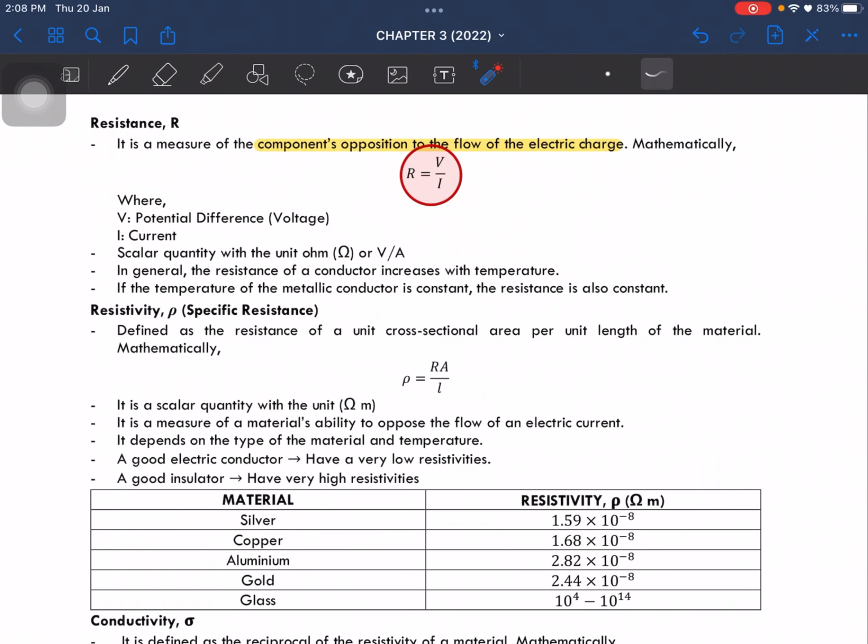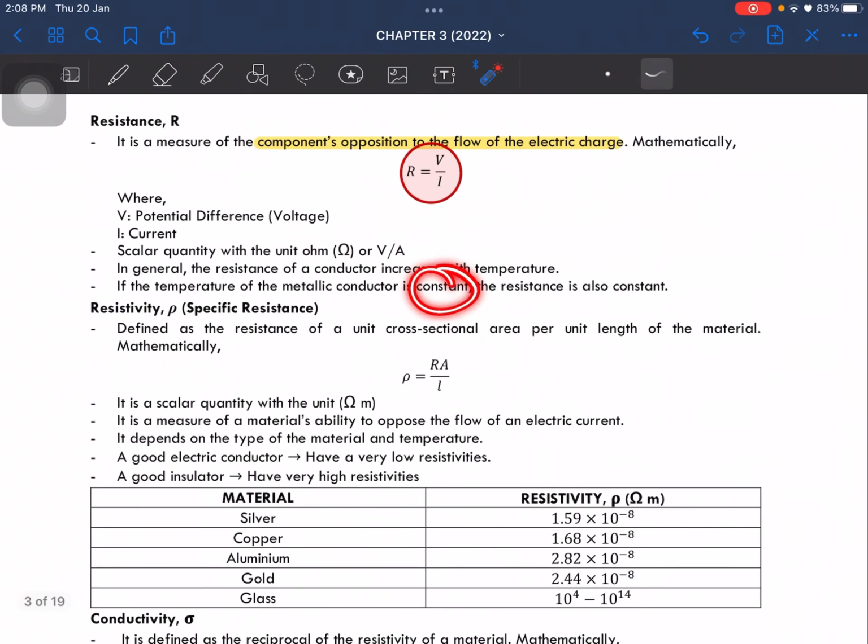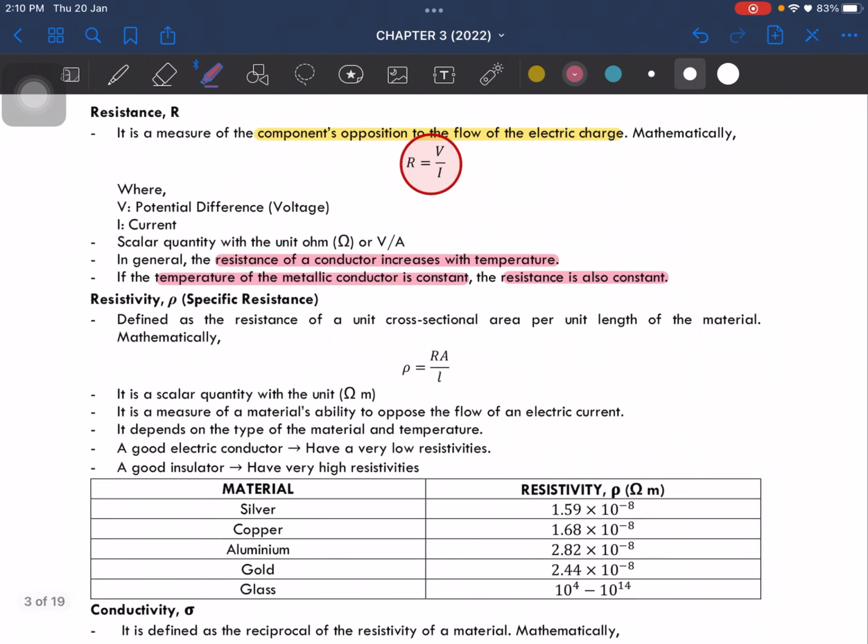Okay, so in general, the resistance of a conductor will increase with temperature. So if the temperature is constant, obviously the resistance will also be constant. Make sure you get that point here. So resistance increases with temperature, but if temperature is constant, resistance will also be constant. Okay, so that is on resistance.